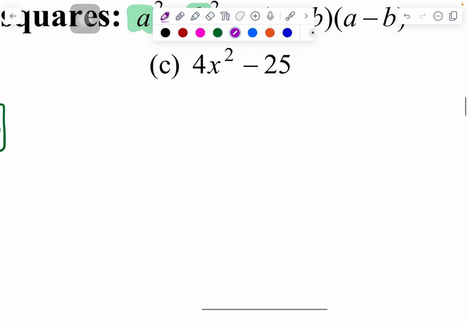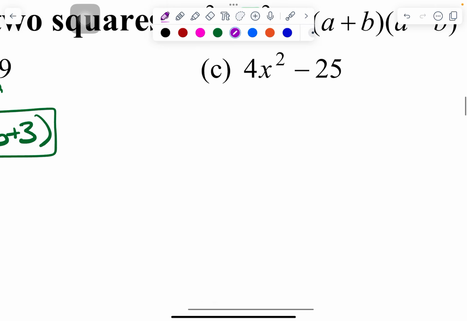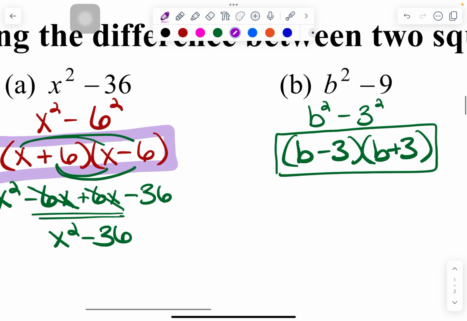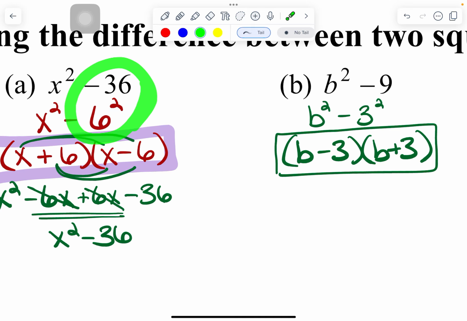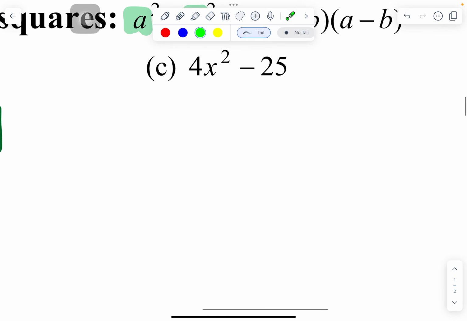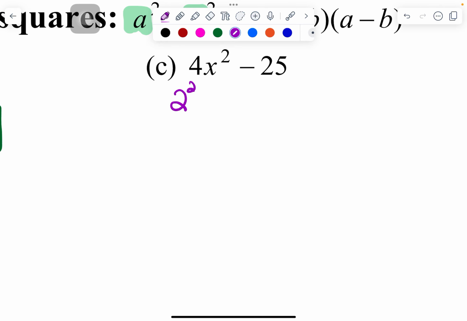Part C, this one's a little bit weird because you've not seen that 4 before, or some number in front of the x squared. Oftentimes we've been able to factor it out, and unfortunately, no, we are not going to be able to factor out a 4 here. But just like we rewrote 9 as 3 squared and the 36 as 6 squared, I can do that with both 4 and 25. So 4 is 2 squared, x squared stays x squared, minus 25 is 5 squared.